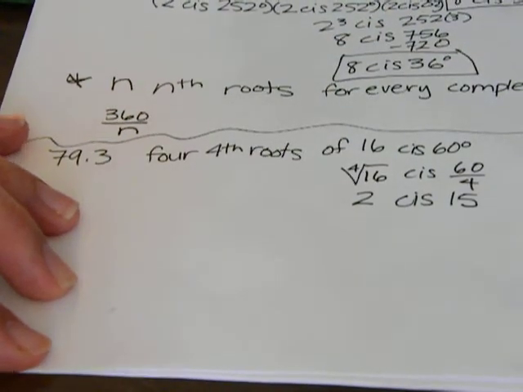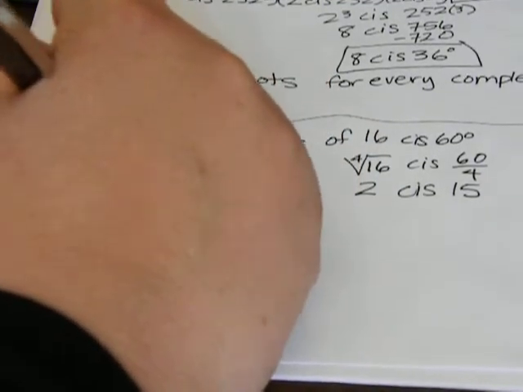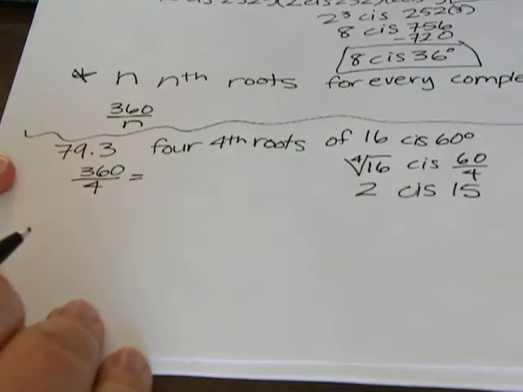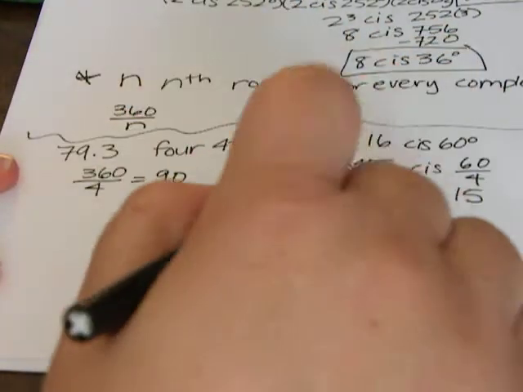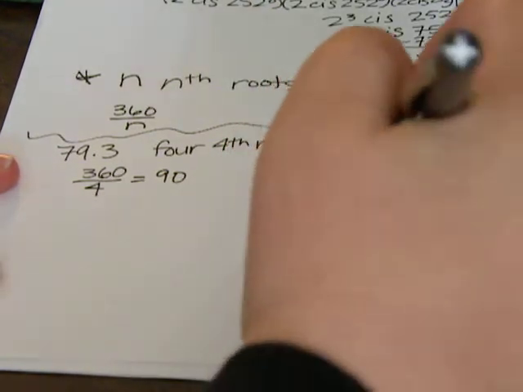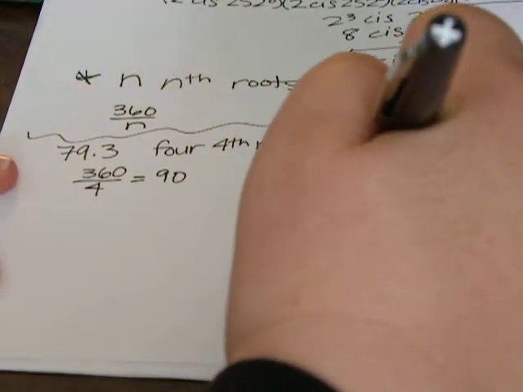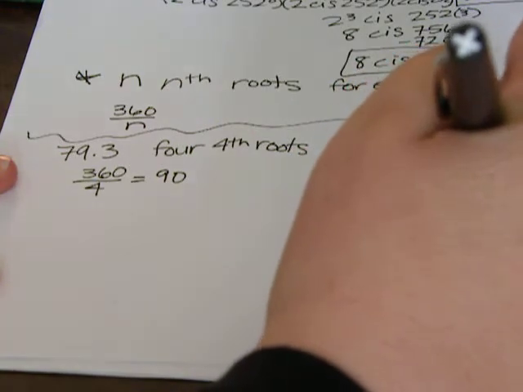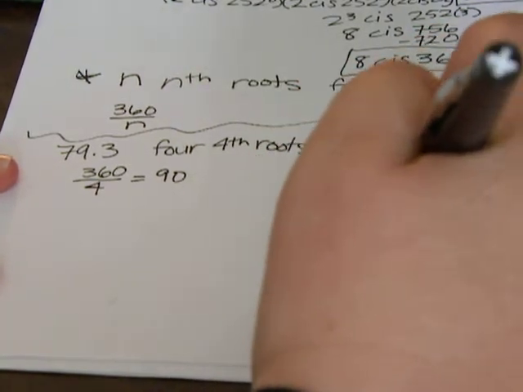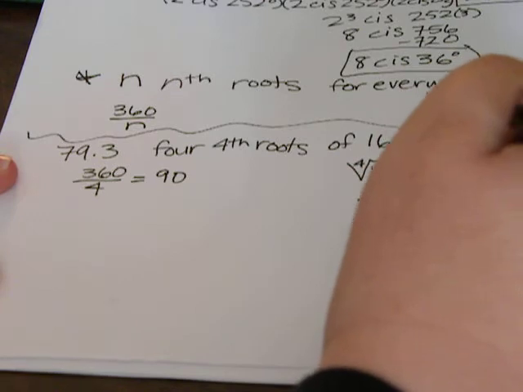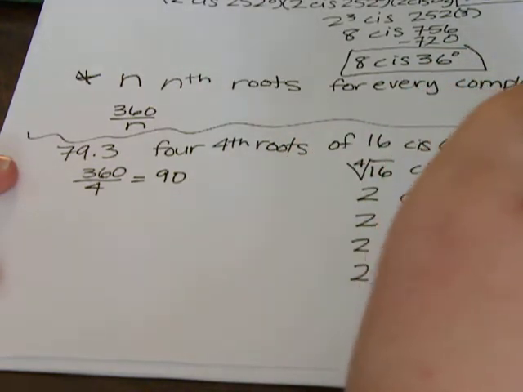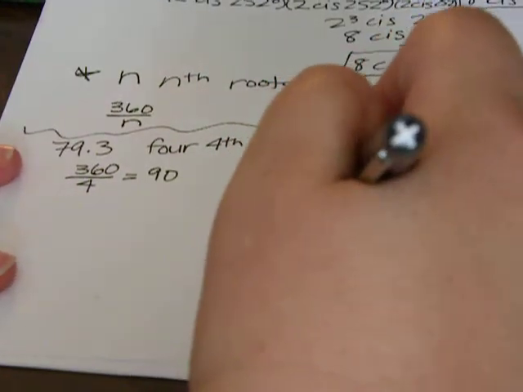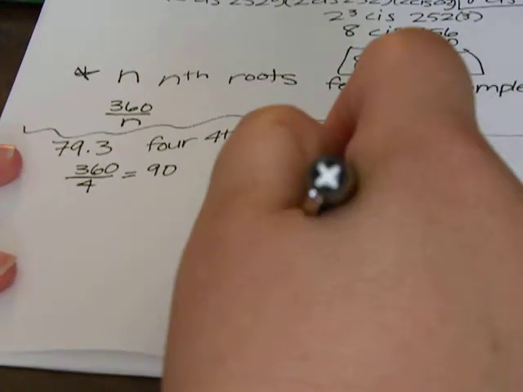So again, we said there were 4 roots. So since there are 4 roots, we take 360 divided by 4. 360 divided by 4 is going to be 90. So we know that these are going to differ by 90. So our next one will be 2 CIS 105, then 2 CIS 195, 2 CIS 285. And those are your 4 fourth roots.